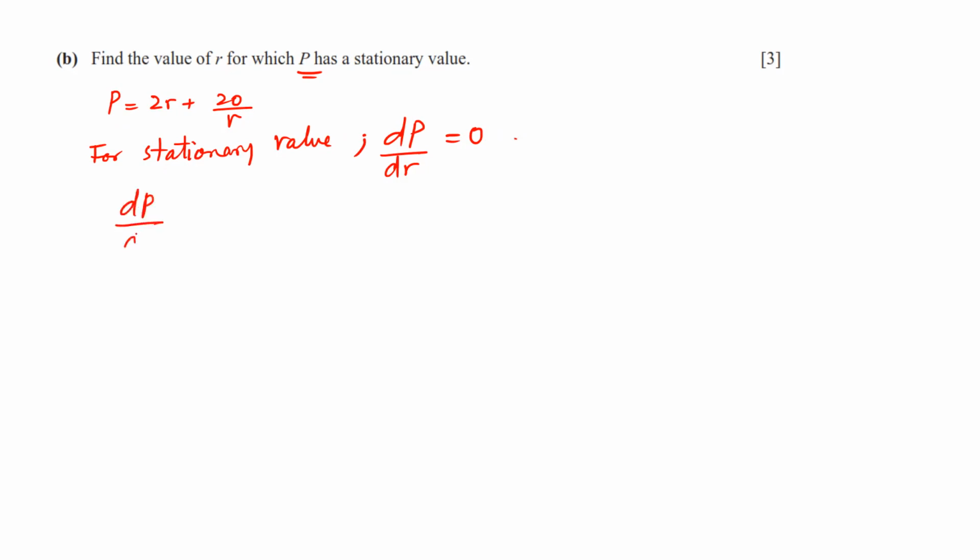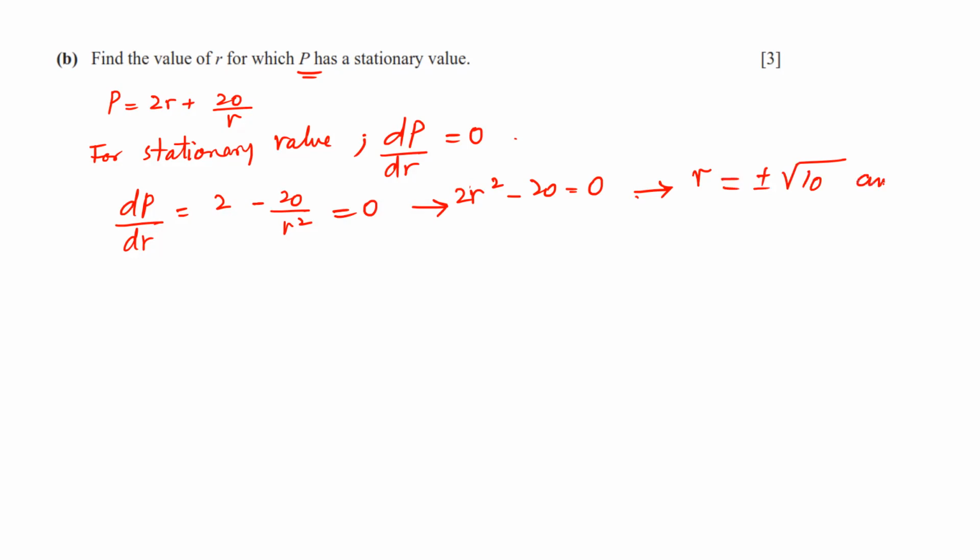So dP by dR becomes 2, and this becomes minus 20 by R square. And putting it equal to 0, now 2R square minus 20 is equal to 0. This means that R is equal to plus minus root 10. And since this is a radius, it is in centimeters. So we find the value of R for which P is stationary.